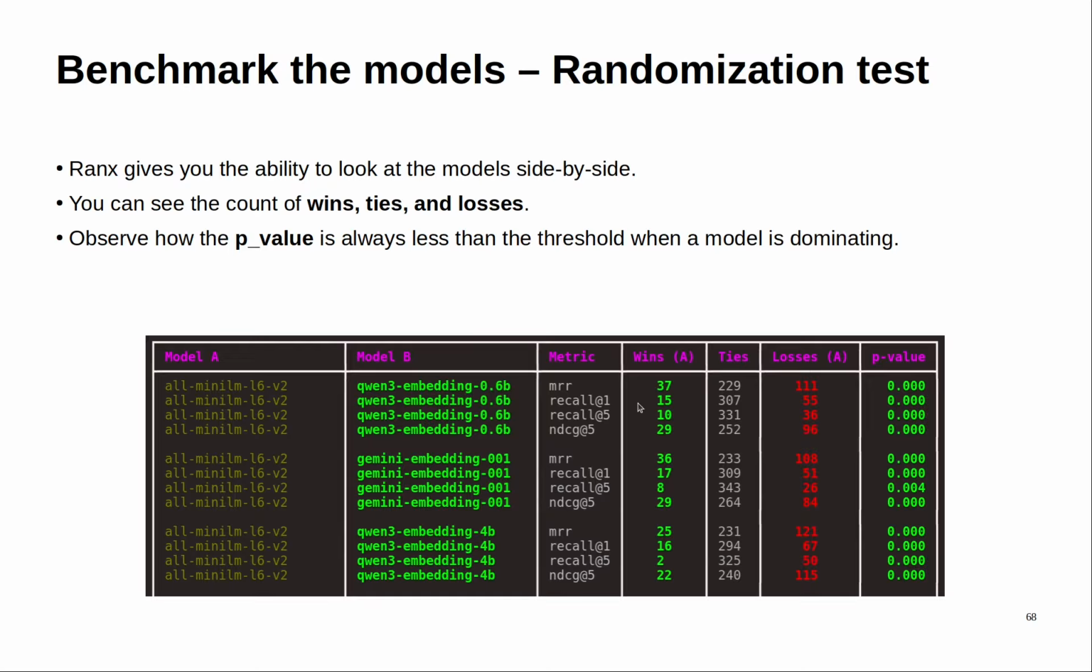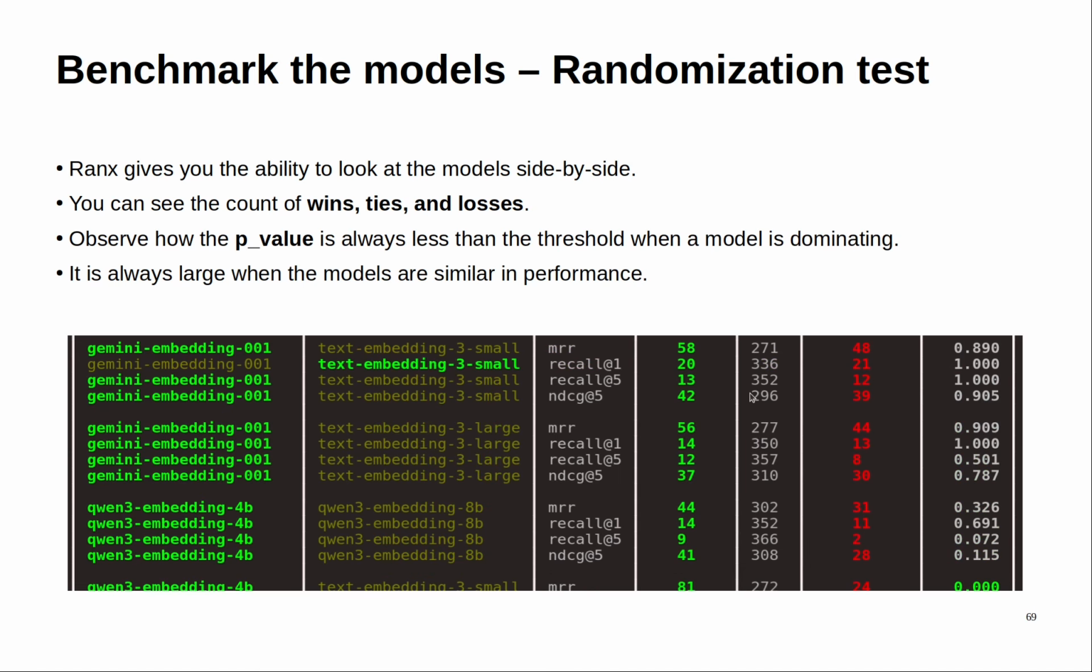So all mini LM was able to win 37 times. And here, winning means it got the highest score in certain questions. But Qrels was able to beat all mini LM in 111 questions, which is a very big difference. And they tied in 229 questions. So because Qrels is beating the all mini LM in a lot of questions, it's dominating. So the test confirms that, and it gave us a small p-value. In Ranx, you can set the threshold. And if we compare this to 5%, it's low, so we reject the null hypothesis.